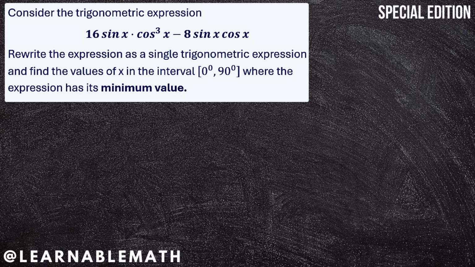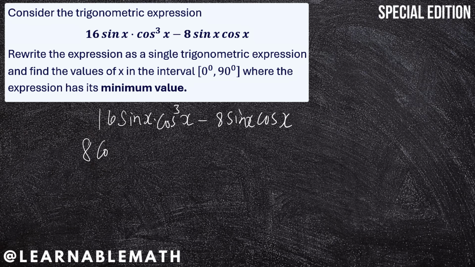So the first step is for us to rewrite this expression as a single trigonometric ratio. I'm just going to rewrite it: 16 sine x cos cubed x minus 8 sine x cos x. Just by looking at this expression, you can agree with me that we have sine x cos x here, sine x cos x there, and we have 16 and 8, which are factors. So we have a common factor. We can take out a common factor of 8 sine x cos x.